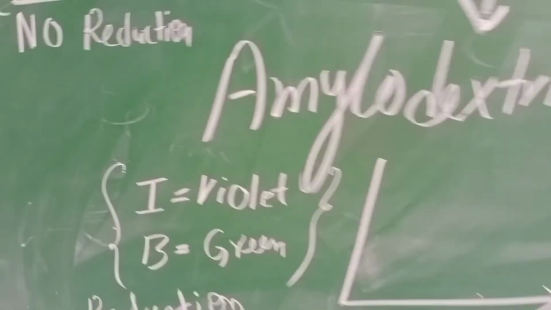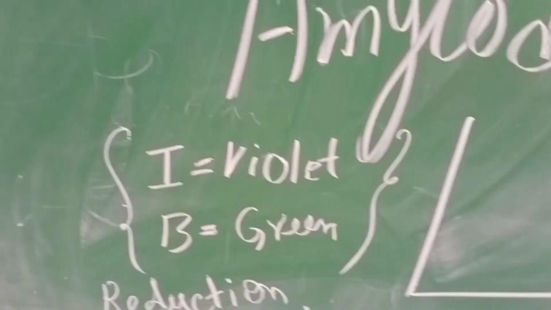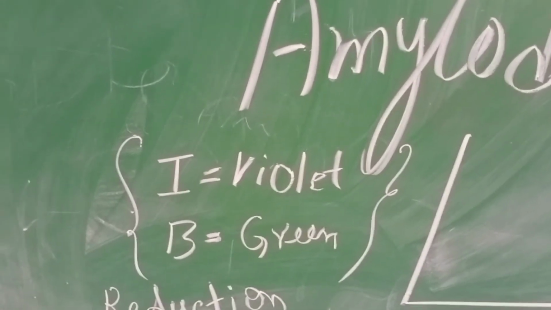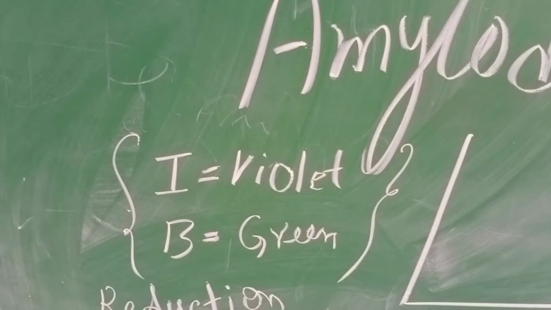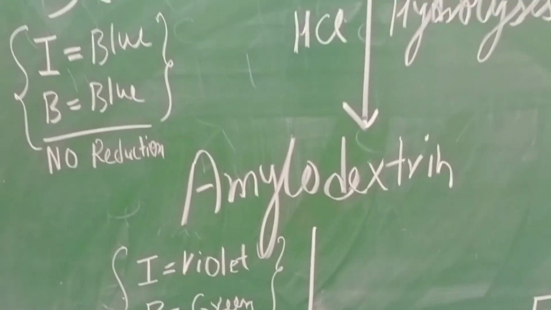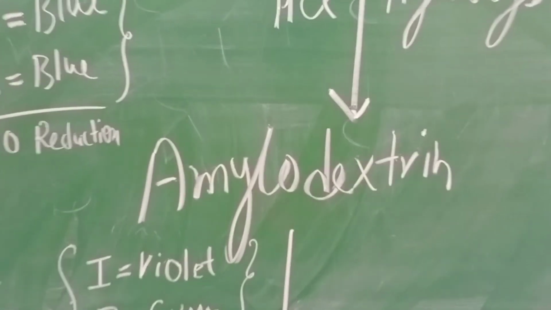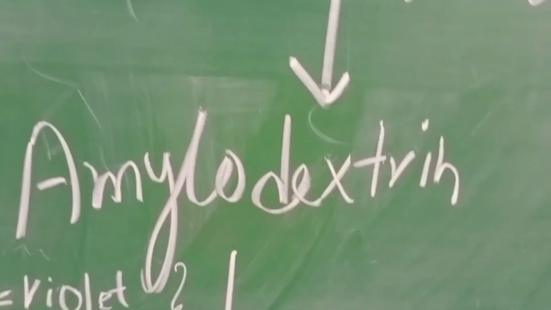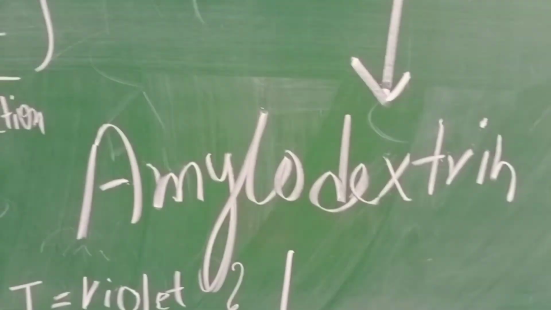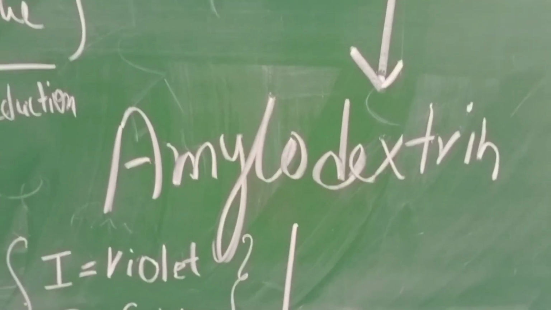So formation of these two colors, that is the violet color in presence of iodine and green color with the Benedict solution, will confirm that the hydrolysis has begun, and we are getting our very first product, or very first intermediate product. We can say here it is an intermediate product, not the product of the final reaction, as it is formed in between the final product.